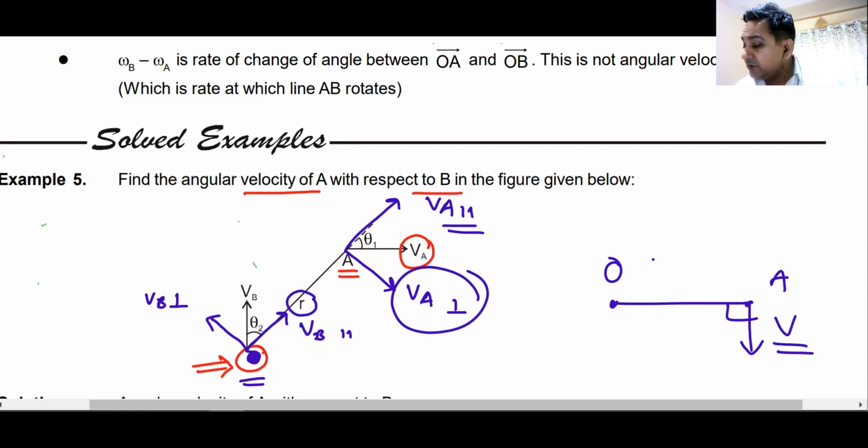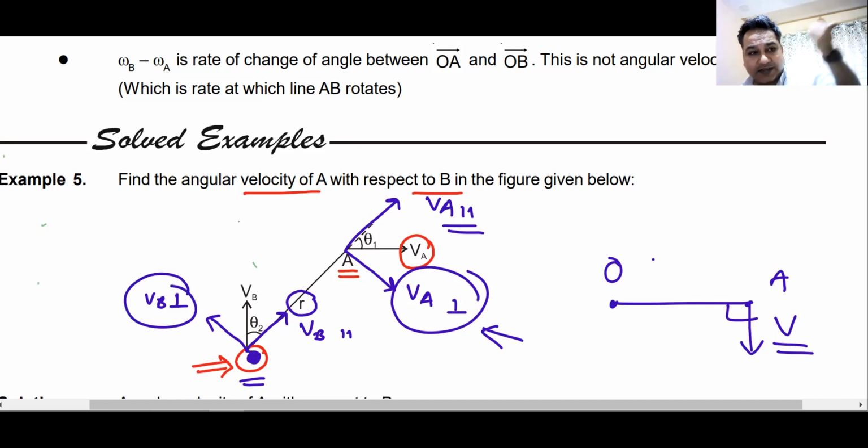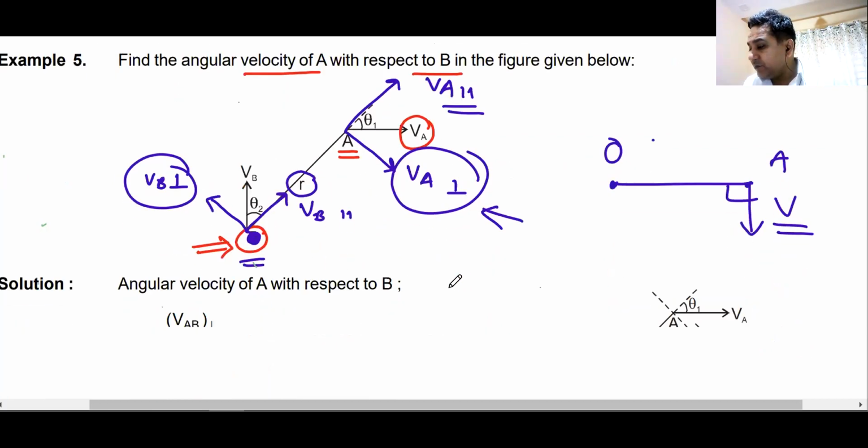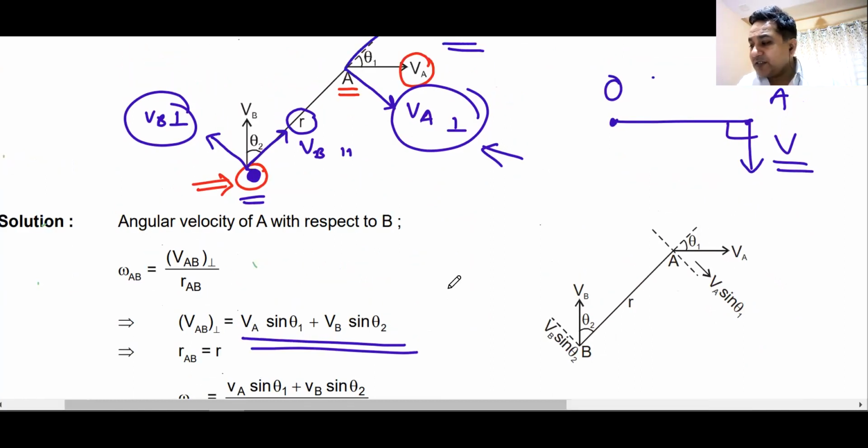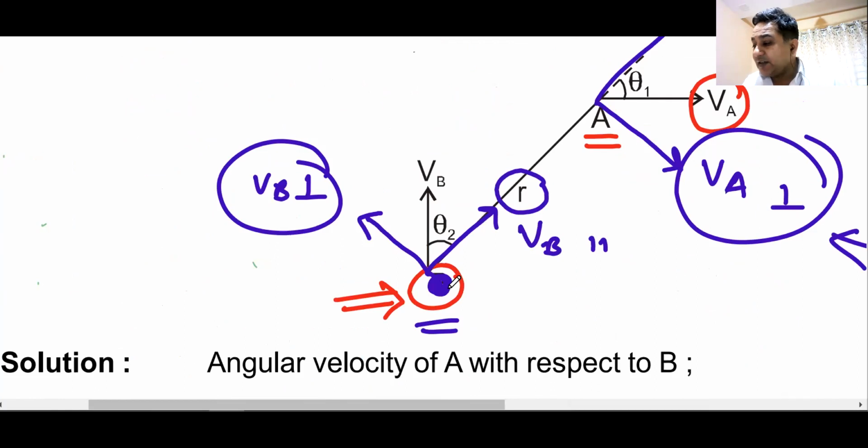In this case, velocity of A with respect to ground in the perpendicular direction is like this, and velocity of B is like this. So velocity of A with respect to B becomes, both of them will get added up. It will become VA sine theta 1 plus VB sine theta 2. Both these velocities are getting added up.